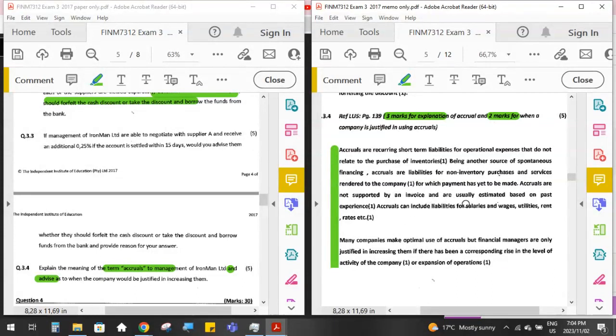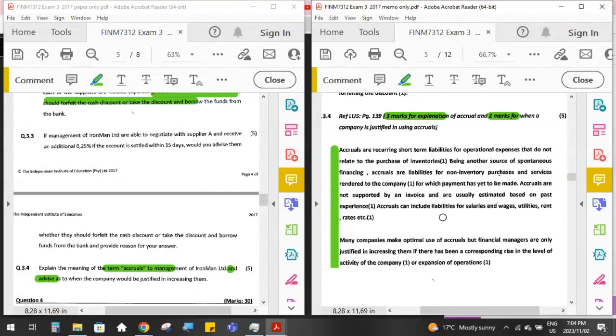Sometimes, if you haven't received the invoice, you have to estimate the cost based on past experience. For instance, your electricity and water bill, your municipal bill is never received by the end of the month. So you've got to estimate what your electricity and water usage was for the month, so that you can accrue that expense while you wait for the municipality to send you your invoice, which will only arrive the following month.